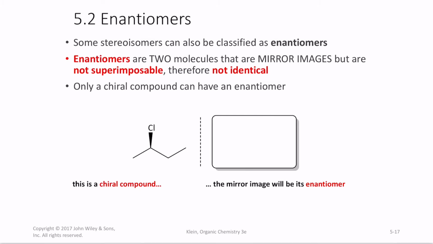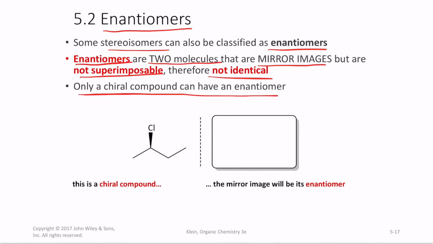Next, let's talk about enantiomers. Some stereoisomers can also be classified as enantiomers. Enantiomers are two molecules that are mirror images but are not superimposable, and therefore not identical. So only a chiral compound can have an enantiomer. For example, if you take this molecule and try to draw its mirror image, you would find it to look somewhat like this.